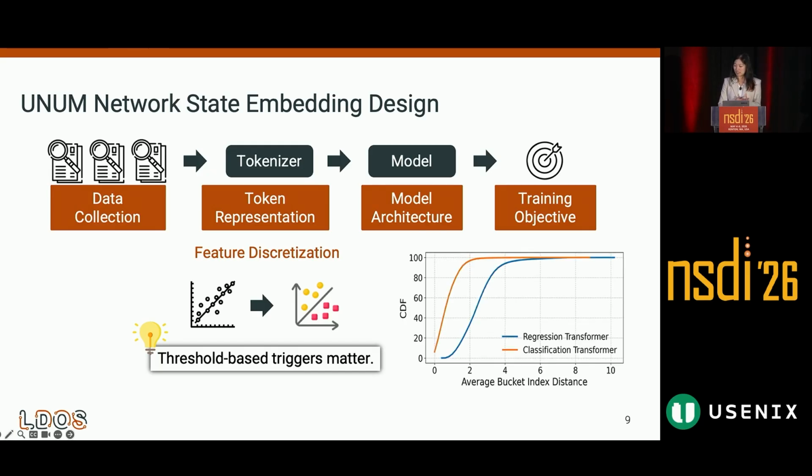So let's take a look at the CDF of the average distance between predicted and true buckets. What we find is that this orange line of the classification transformer has improved the prediction accuracy by a lot. With an acceptable accuracy, if we're considering two bucket indexes of error, the classification-based approach can achieve up to 50% higher accuracy.